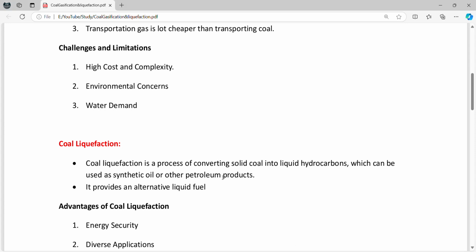Coming to coal liquefaction, it is also called coal-to-liquid technology, CTL. It is the process of converting solid coal into liquid hydrocarbons, which can be used as synthetic oil or other petroleum products. It is an alternative route to produce diesel and gasoline. It is nothing but an alternative route to produce alternative liquid fuel.